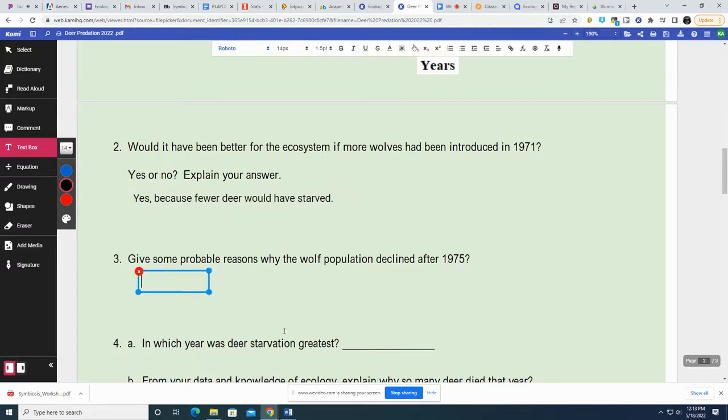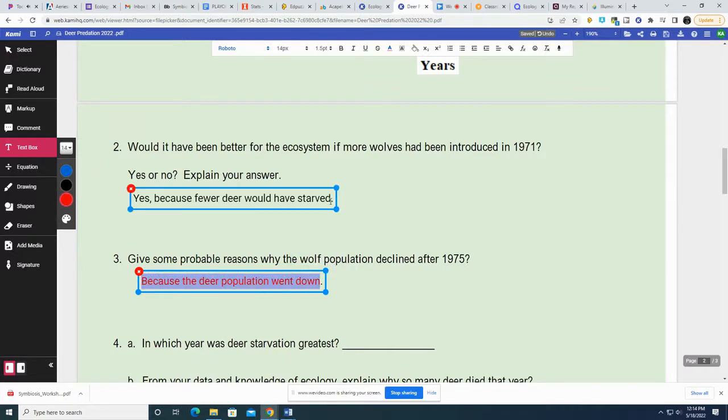Give some probable reasons why the wolf population declined after 1975. I would say because the deer population went down. Deer population went down. And I like this red. I'm going to switch it. Yeah, it's good enough. Red.